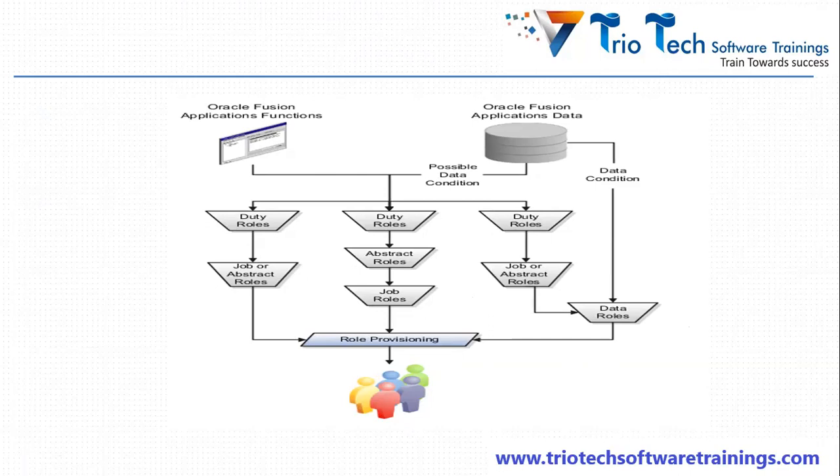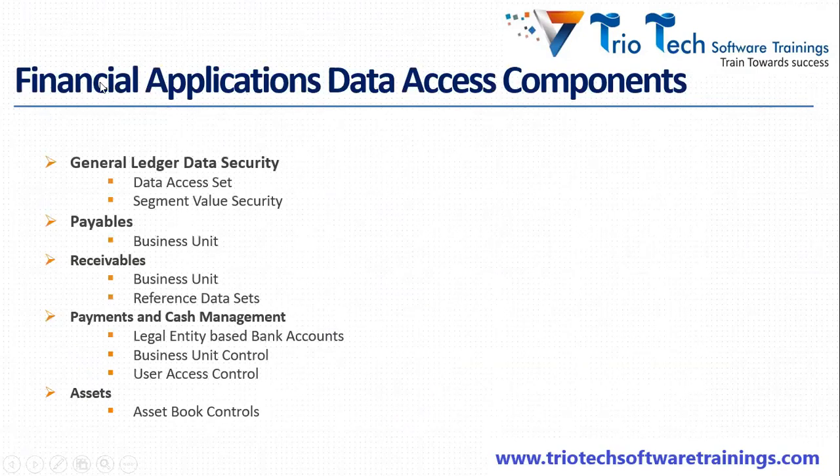So the third question, which data, needs to be answered. That is where this particular section, the data access, comes into the picture. Now, Fusion application data access components. What are the data accesses that need to be given? General ledger data access: there is a data access security, then something called segment value security, which we will understand later.